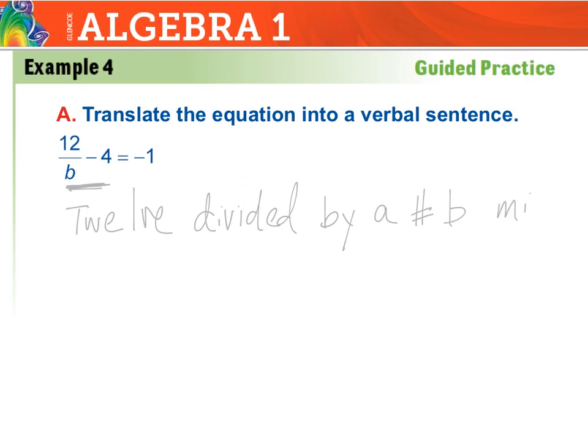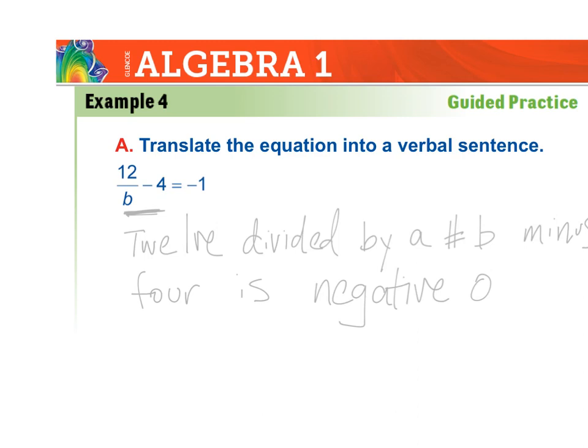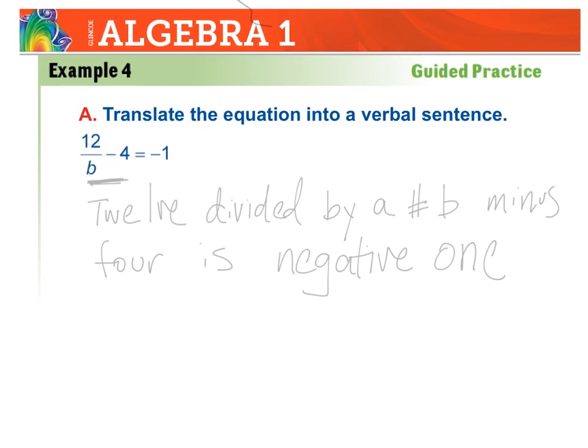Then we could go easy. Minus 4 is negative 1. Why is this moving? Ooh, okay. Let's see if we can't move that back over there. There you go. That was cool. Okay. All right, so there's that one.